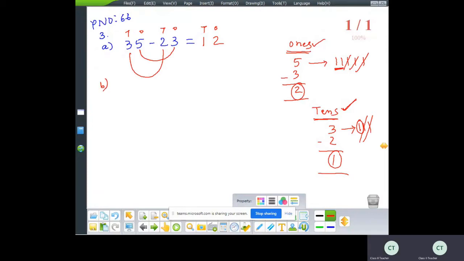Now question B. 65 minus 24. It means 24 is subtracting from 65. First we read the place values 1, 10. Again we look at the place values 1 and 10 in our coming answer. Now subtracting on 1.